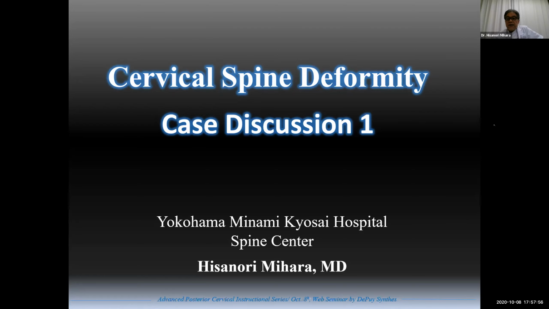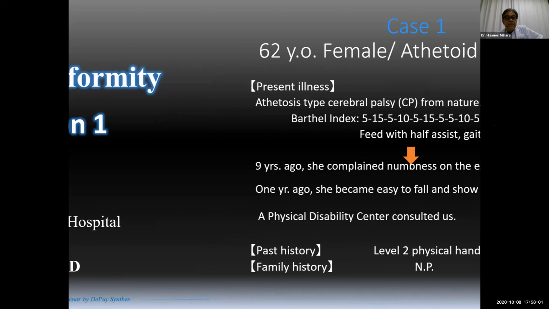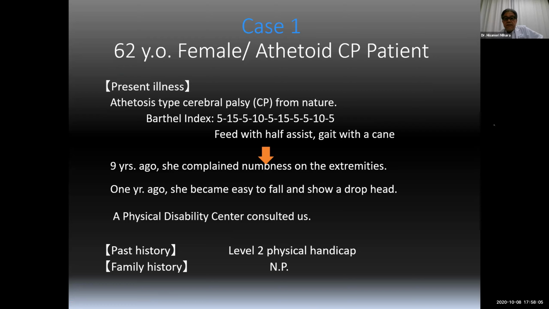So today I took a case with cervical deformity for discussion. This case was a 62 year old woman with athetoid cerebral palsy. She was born prematurely with kernicterus. Her Barthel index indicated feeding with half assist and gait with a cane. 9 years ago, she complained of numbness in the 4 extremities. 1 year ago, she became prone to fall and showed a drop head, and then a physical disability center consulted us.